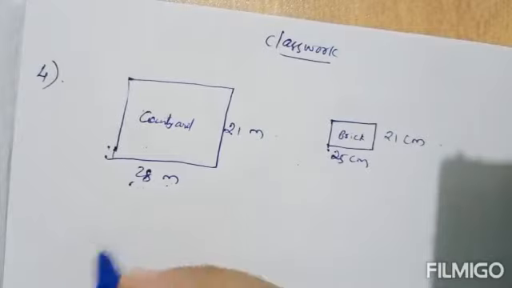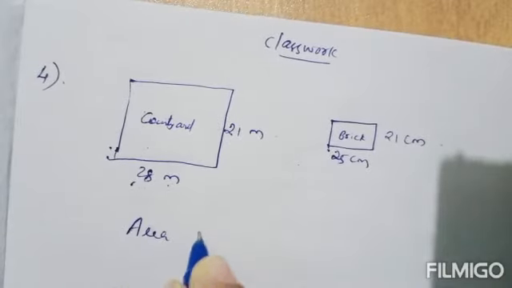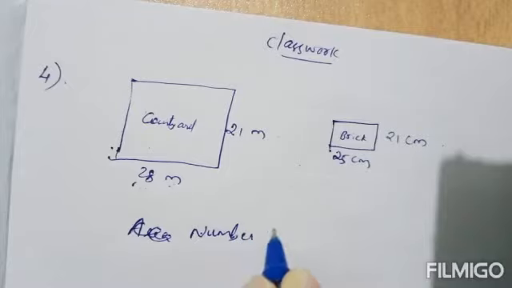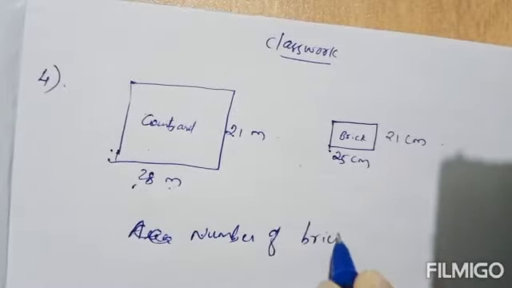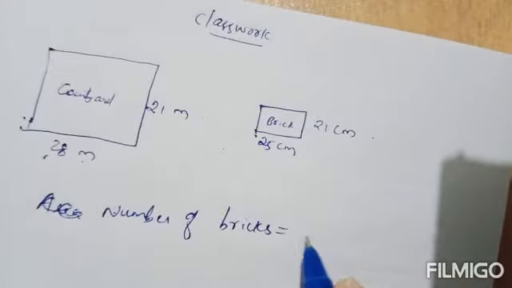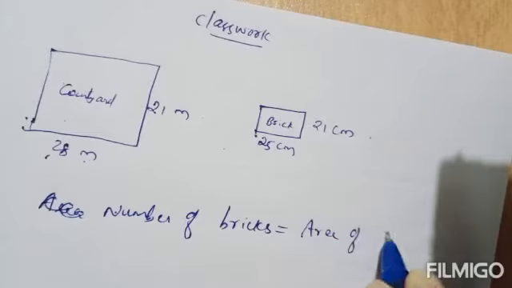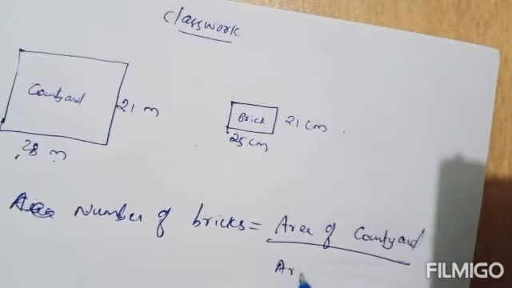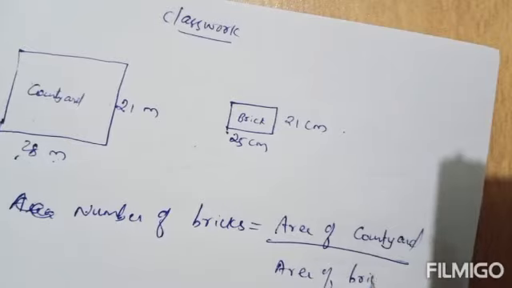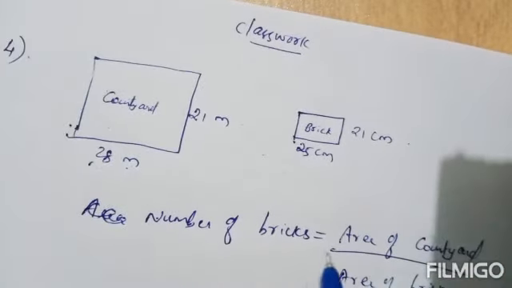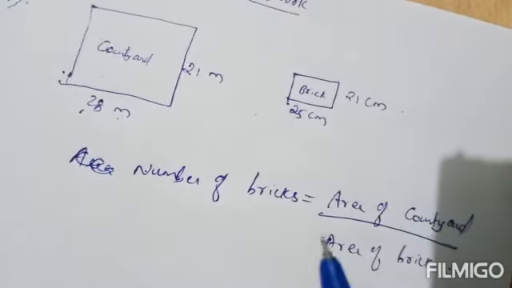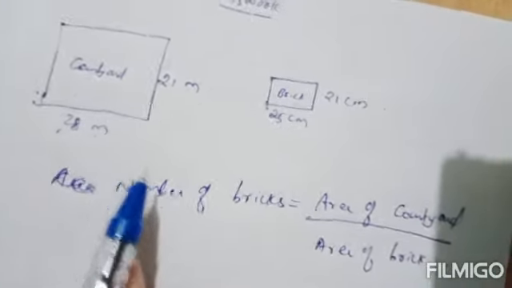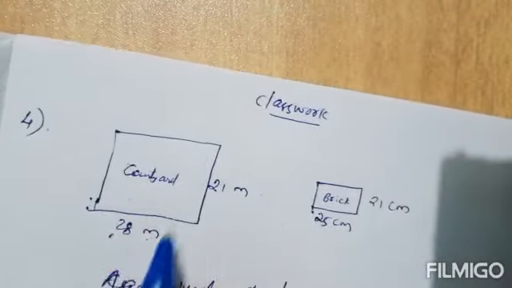So here, area of courtyard, I mean, number of bricks you need to find. Sorry, number of bricks. So number of bricks will be equal to area of courtyard divided by area of brick. We know the formula for number of tiles: area of floor divided by area of one tile. Similarly, number of bricks which is used to cover this courtyard.